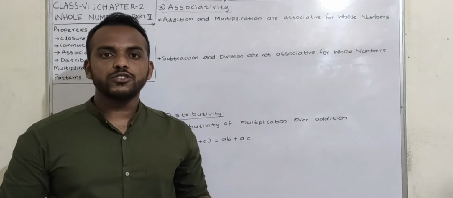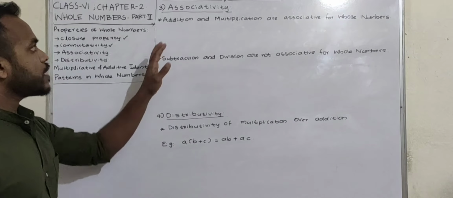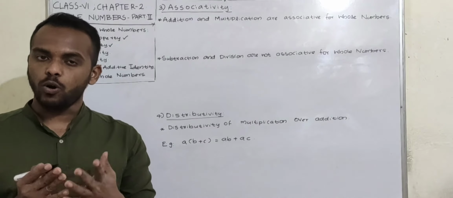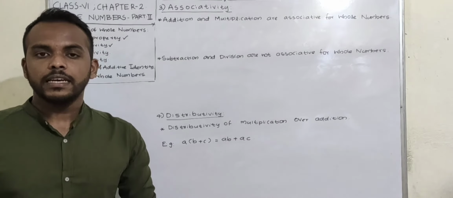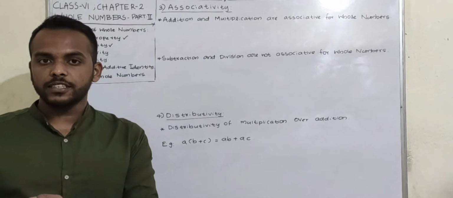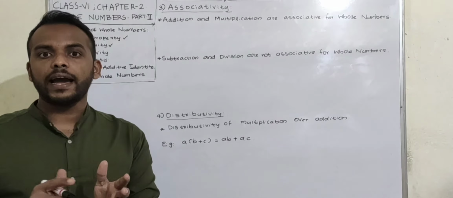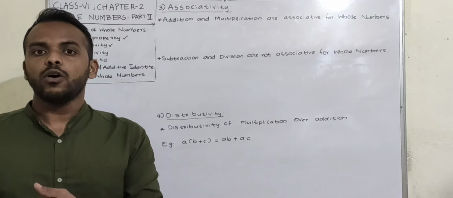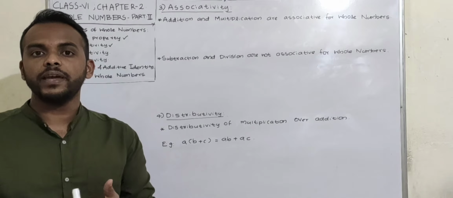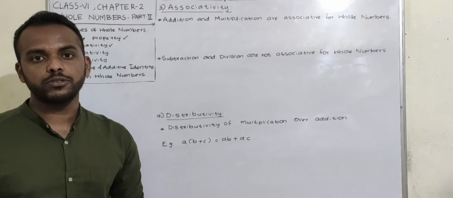Now let's see the last two properties of whole numbers, associativity and distributivity. Let's see what is associativity. Associativity simply means if you want to add or multiply or subtract or divide three numbers, then if we do the operation on the first two numbers and then the third number, you get an answer. And in turn, if you do the operation on the second and third terms first, then the answer should be the same. If the answers are the same, then we can say that operation is associative.